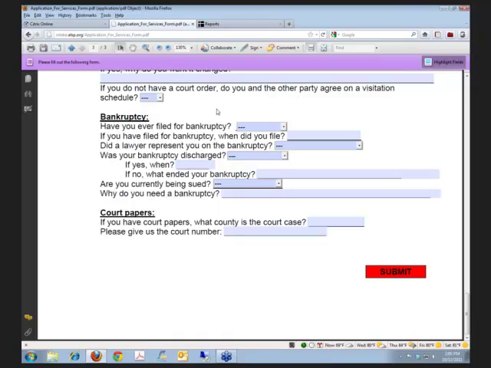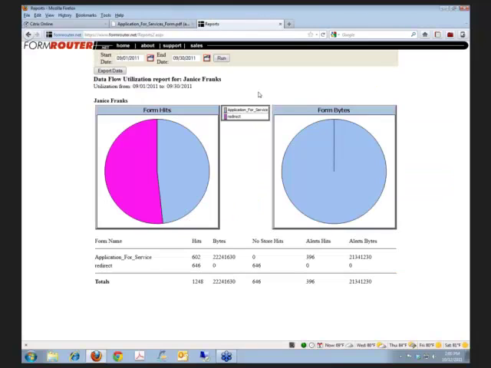And to give everybody a sense of the volume of online intakes that we do, I ran the report for the month of September. Looks like there were 1,248 total hits on the initial application for service page. And of that 1,248, it looks like just shy of 400 were actually submitted as completely filled out online intakes. And that's about an average month for the online intake application.